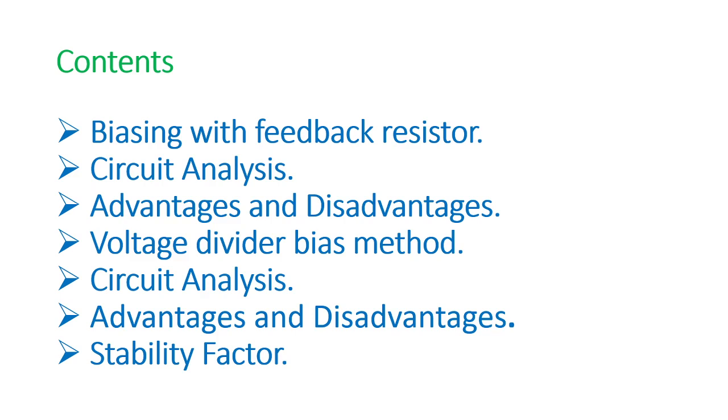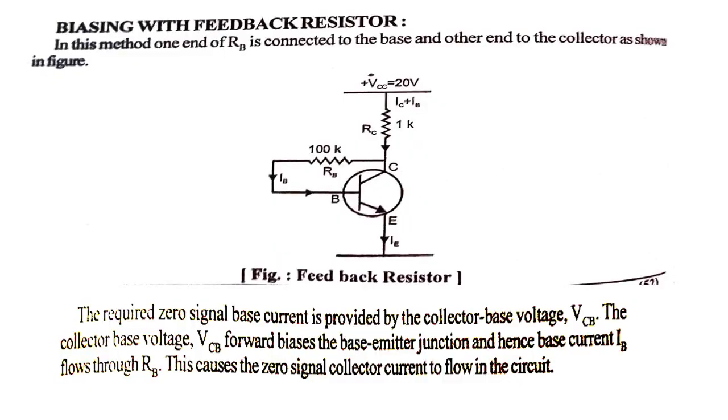Also, we know the methods of transistor biasing, that is, the base resistor method, the fixed bias method. Now here we discuss biasing with feedback resistor. Now see in the figure, in transistor biasing we will discuss today biasing with feedback resistor.